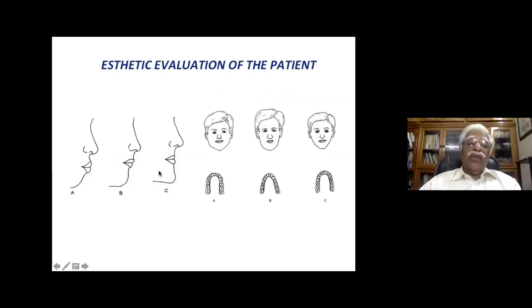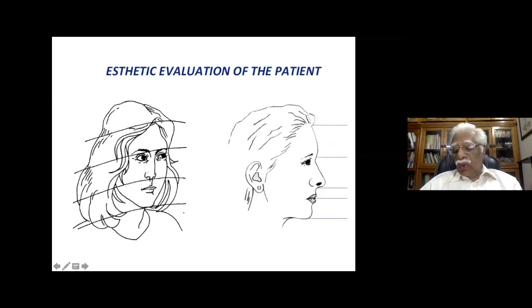Now, there are three types of face profile you can see here. One is a convex one, the other one is straight, and this is the concave one. We always want a face to be straight, so a straight face is probably most aesthetic. There are also three types of faces: one is almost square, one is oblong, and the other one is in between, which is a normal face. And the arch will be V-shaped or U-shaped or something between V and U, which is normally seen.